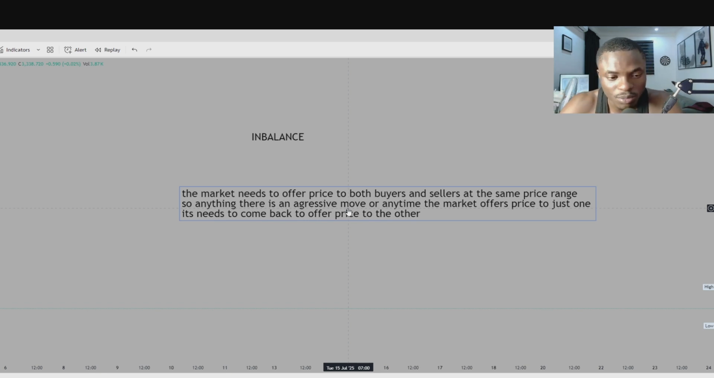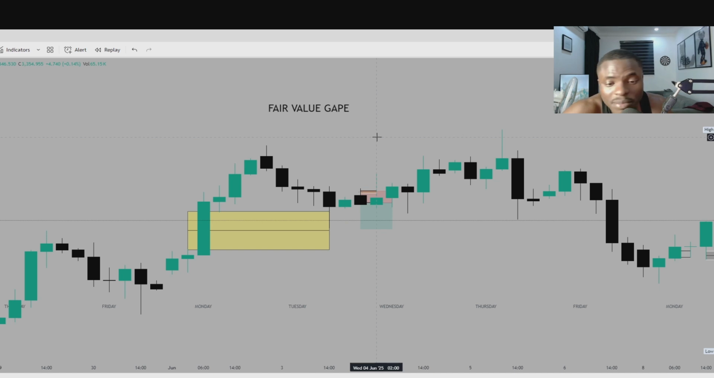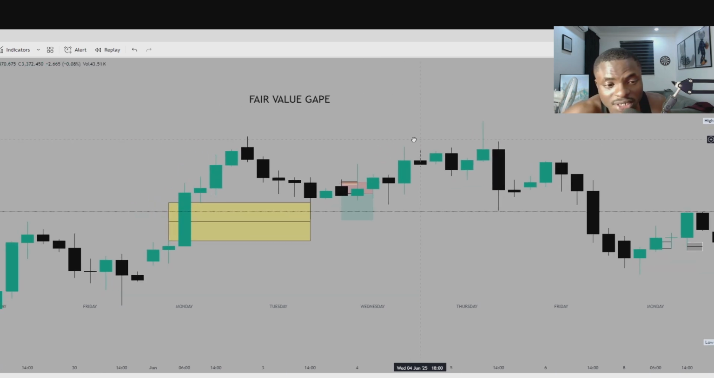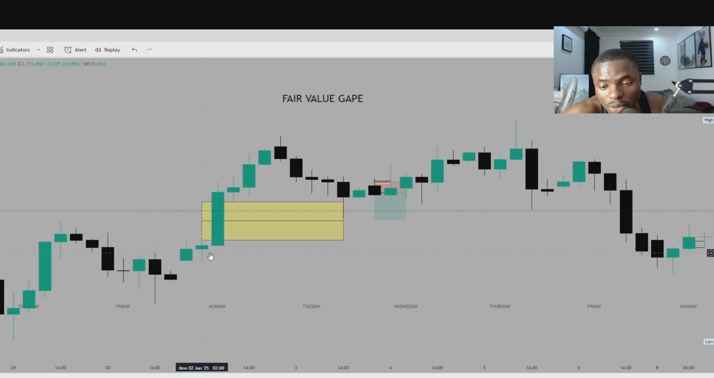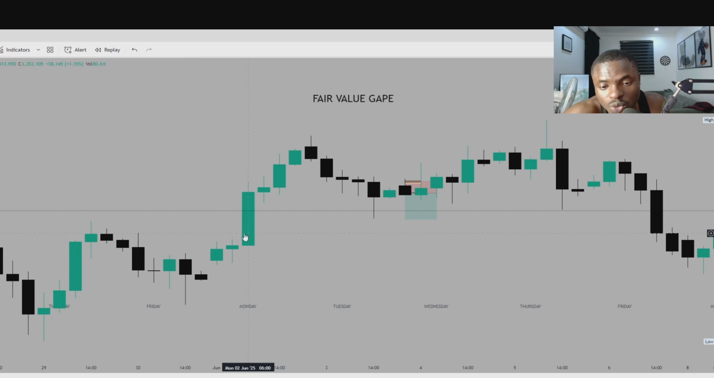Let me show you an example of what an imbalance is. What an imbalance is for me is a fair value gap. For you to successfully identify a fair value gap, you need to count three consecutive candles. Let's say we are in a bullish momentum in this example. You count this 1, 2, 3 candle. Let me remove this so you can see what exactly you count. This 1, 2, 3.